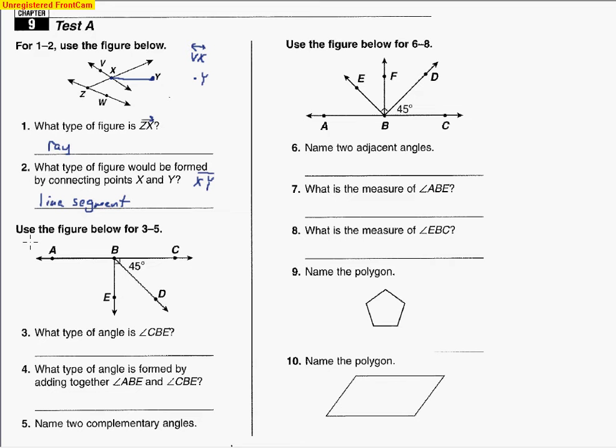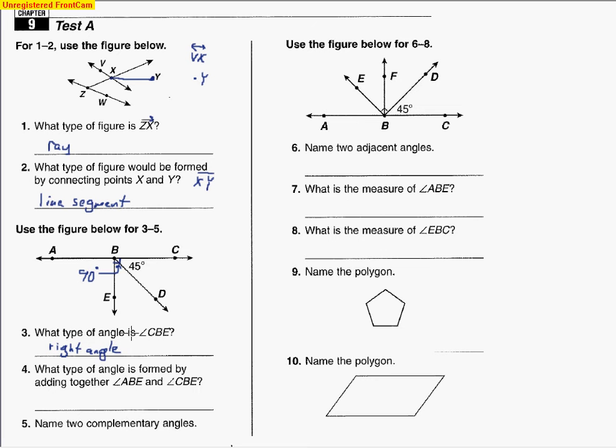Let's take a look at the next one here. Use the figure below for 3 through 5. What type of angle is CBE? So C to B to E. Now notice this symbol right here. This symbol is important. That symbol signifies we have a right angle. And so that tells us that this symbol means that it's a 90-degree angle. So we would say this is a right angle. That's the type of angle that is.